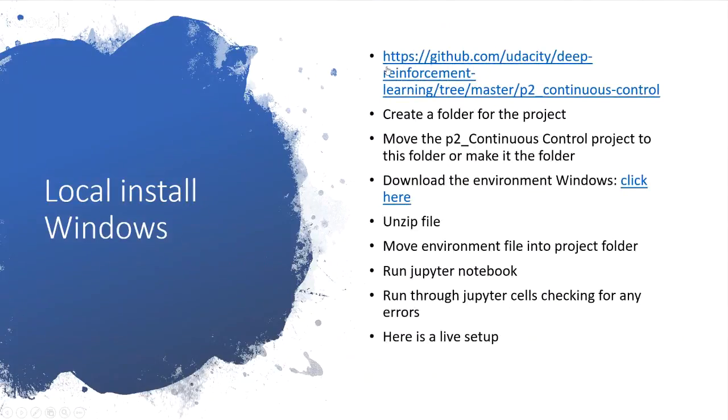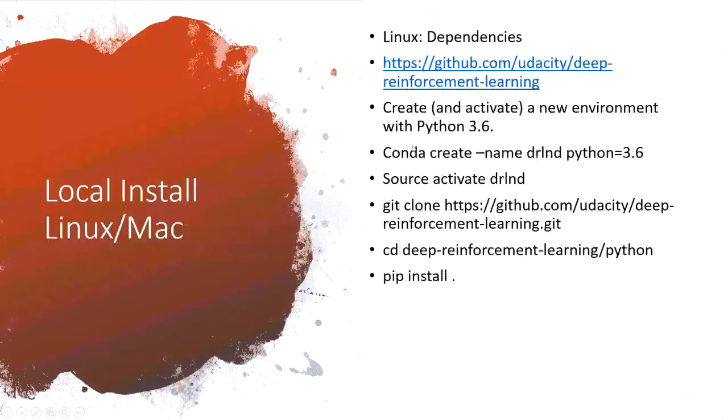You would then go to here, create a folder for the download, create a folder for the project, move to the project, download the environment, unzip it, move the environment file to the project folder, run the Jupyter Notebook, and run through the cells, checking for any errors. I was going to do a live setup, but I did that with the original navigation project, and you pretty much do the same from that one.